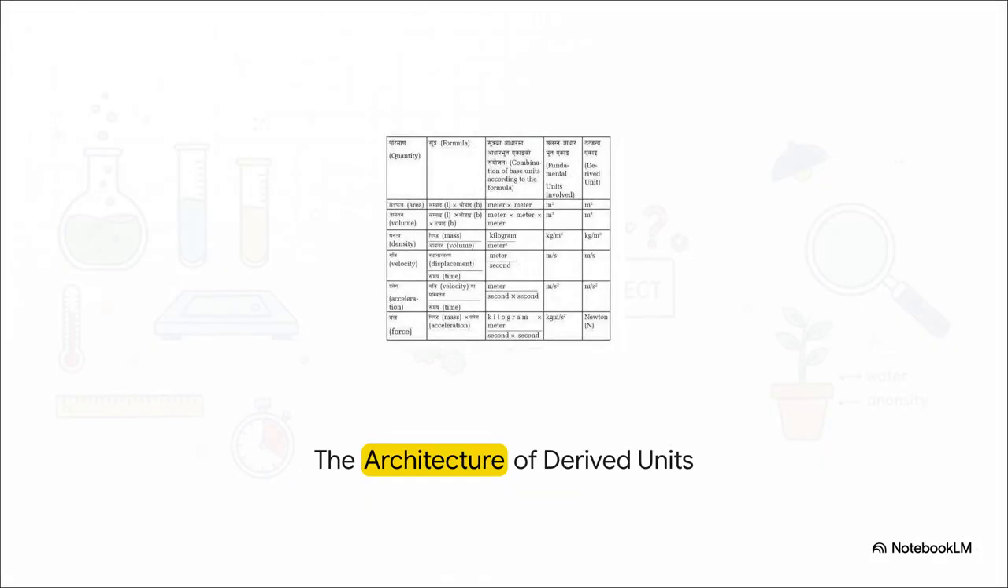And this brilliantly illustrates the sheer architecture of derived units. Just look at how this matrix builds upon itself. It's like a giant puzzle. Velocity isn't just speed, it's displacement over time, so it's derived by dividing meters by seconds. Density requires dividing mass by volume, giving us kilograms per cubic meter. We are literally stacking our fundamental units on top of each other, using multiplication and division to perfectly describe exactly how the physical world behaves.